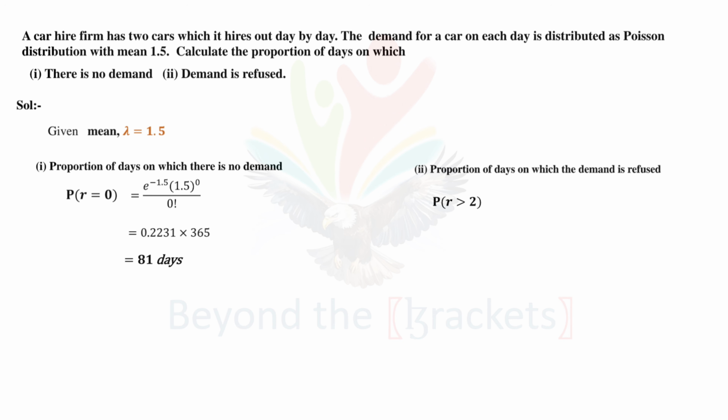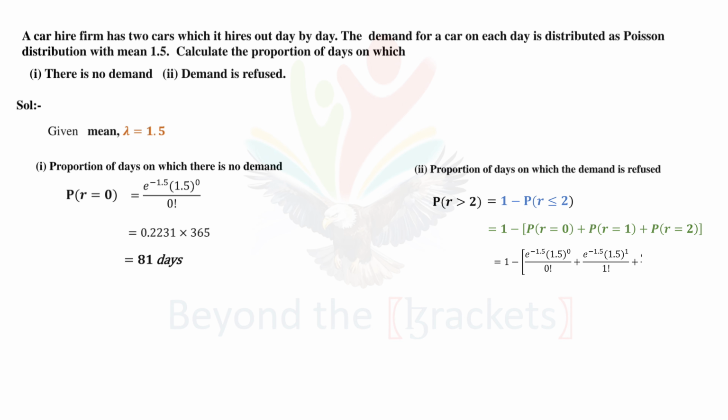Therefore, we use the complement rule and express it as 1 minus P of R less than or equal to 2, which simplifies to 1 minus P of R is equal to 0 plus P of R is equal to 1 plus P of R is equal to 2. Substituting the values in probability mass function, we obtain 1 minus, for R is equal to 0, it's e power minus 1.5, 1.5 power 0 by 0 factorial. For R is equal to 1, it's e power minus 1.5, 1.5 power 1 by 1 factorial.